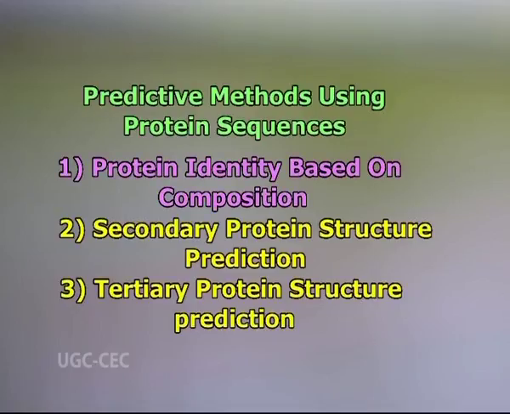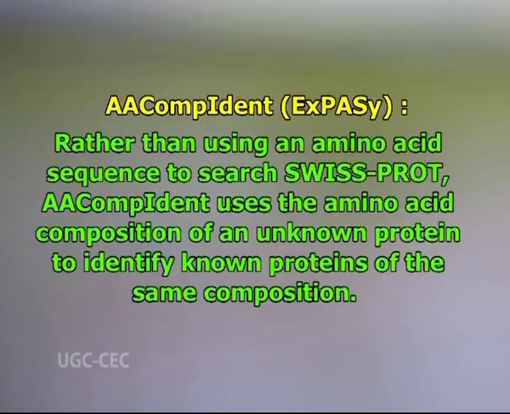Protein identity based on composition includes number 1. AA comp ident. Rather than using an amino acid sequence to search Swiss prot, AA comp ident uses the amino acid composition of an unknown protein to identify known proteins of the same composition.